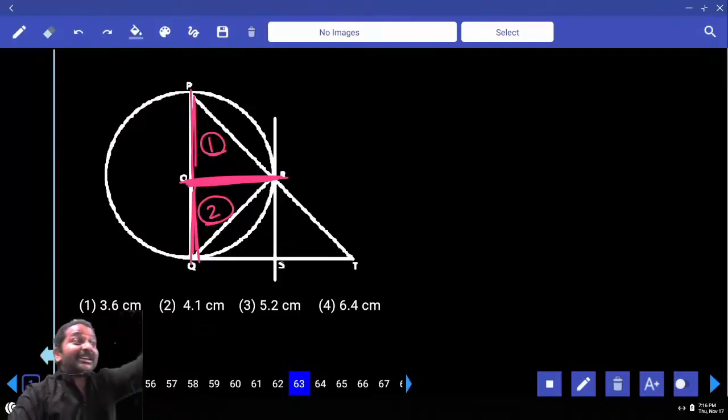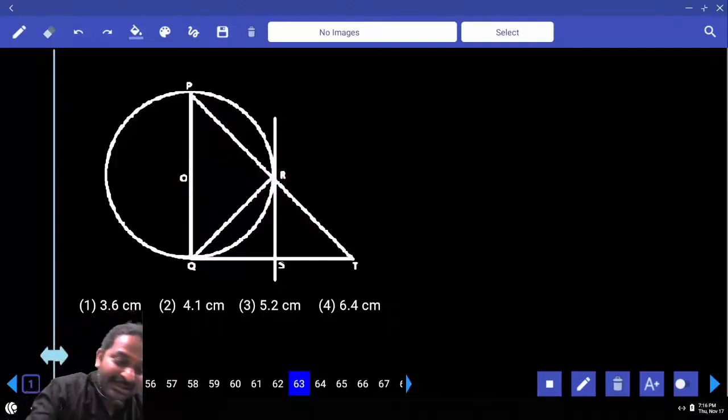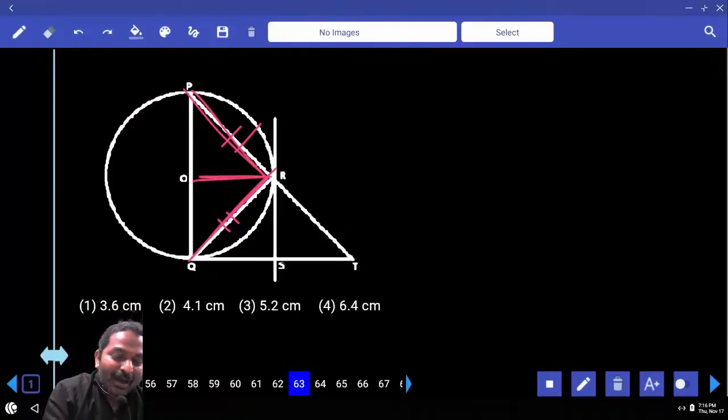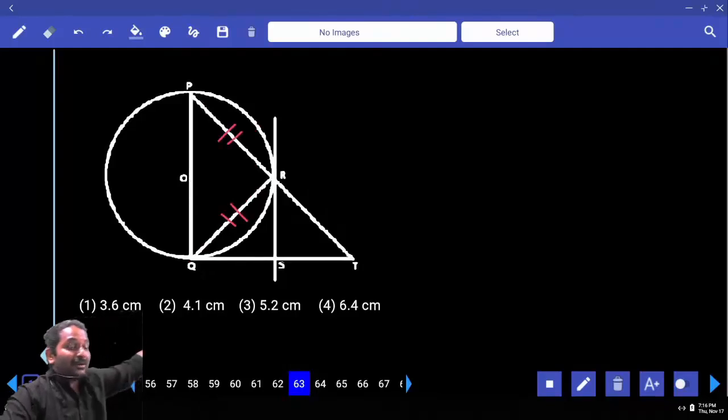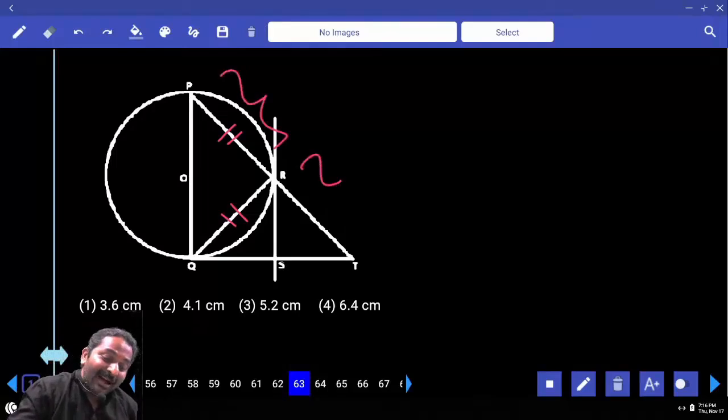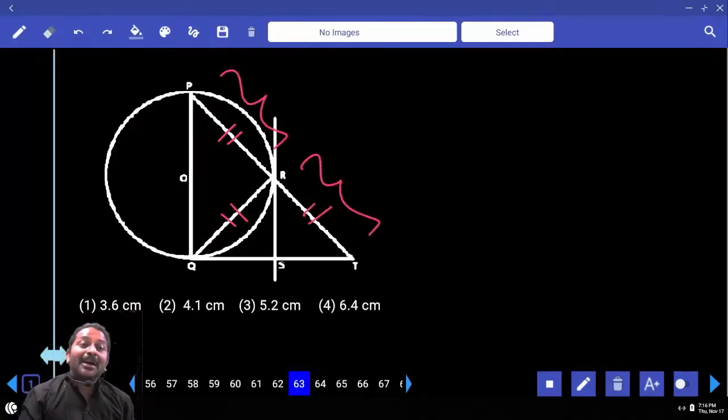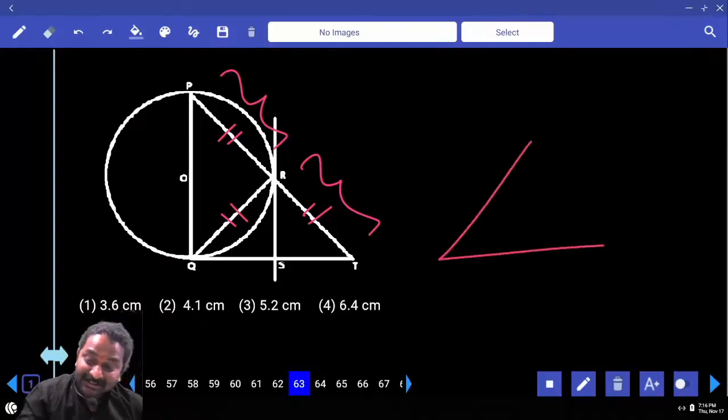Then the leftover third side of the triangles must be equal, that means PR must be equal to QR, because OR is the common side and the base of both the triangles are the same. Hence, the third side must be equal. Agreed? Already it was concluded that PR and RT both are equal.